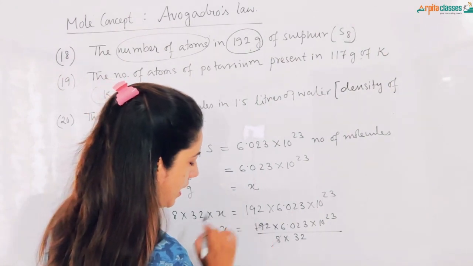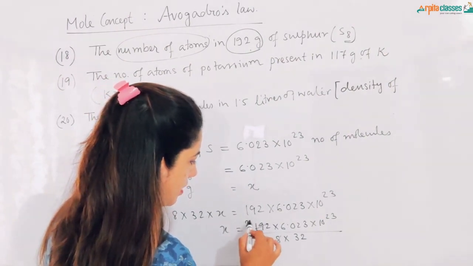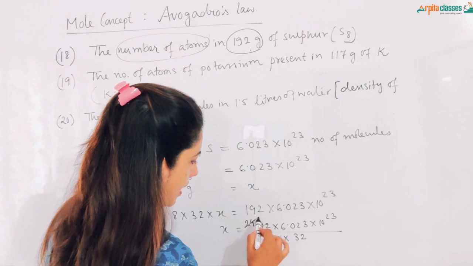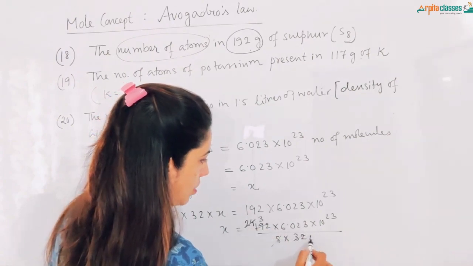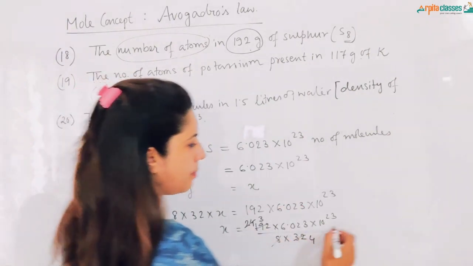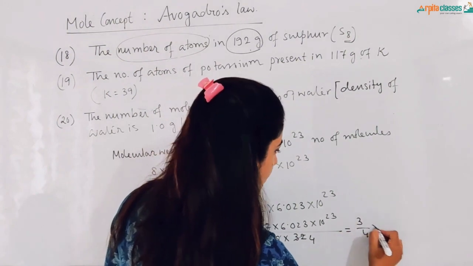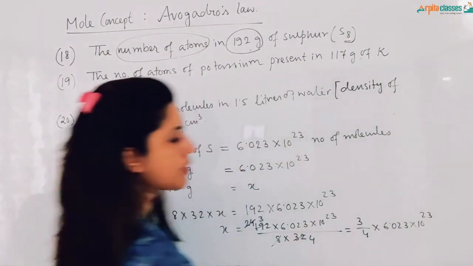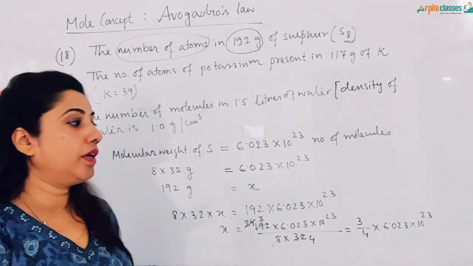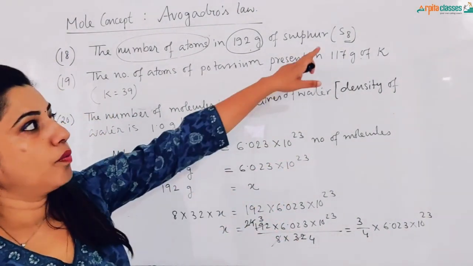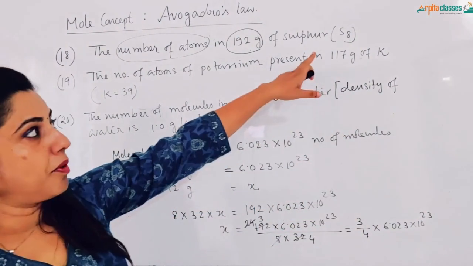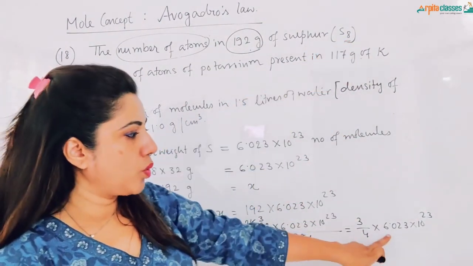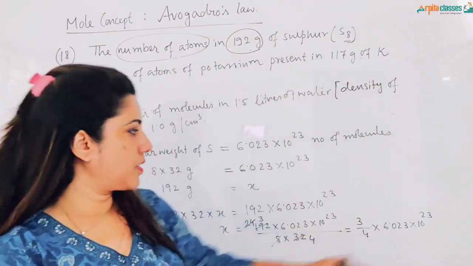So this goes by 8 7, 8 3, 8 4. So it is coming 3 by 4 into Avogadro number. So these many molecules are there in 192 gram. Now we need to see how many atoms. So we need to multiply 8, because in one molecule 8 atoms are there. So in so many molecules, how many atoms are there?